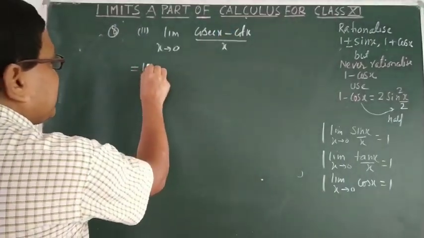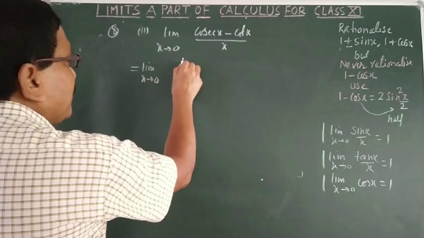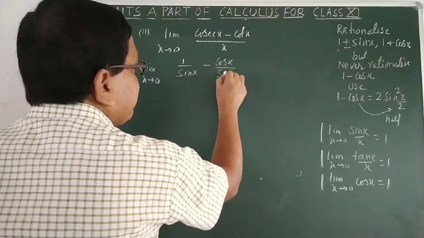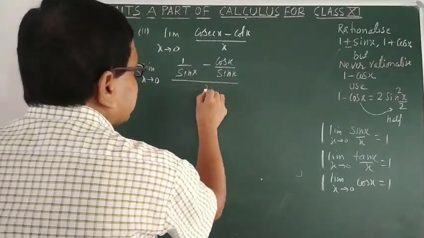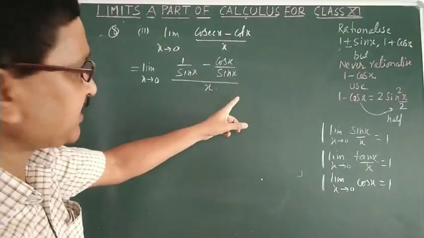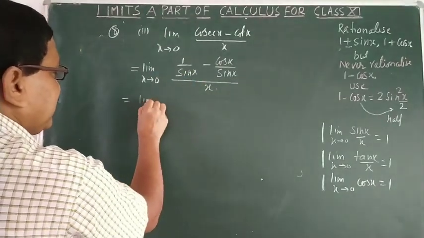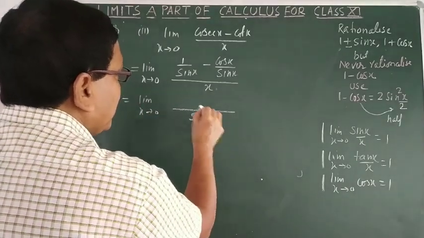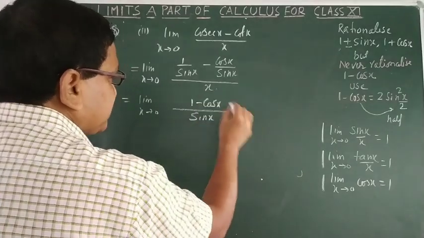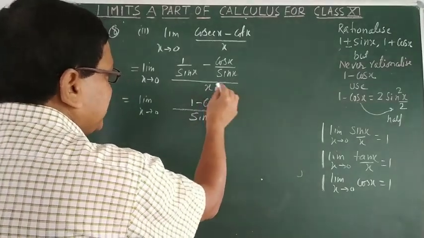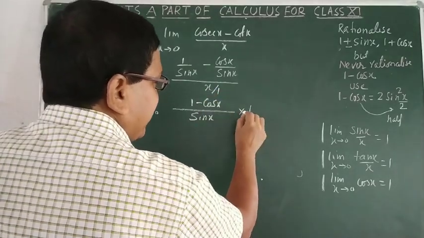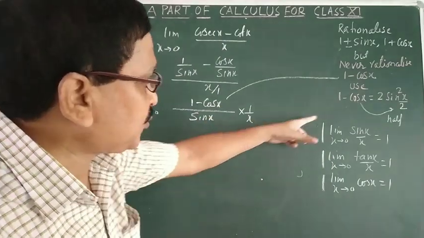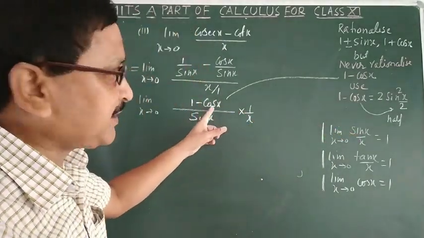So this is equal to limit x tends to 0, (1 by sine x minus cos x by sine x) divided by x. So this is equal to limit x tends to 0, LCM sine x, (1 minus cos x), and this x will remain x by 1. Suppose you are writing this as 1 by x. Now again 1 minus cos x came. So apply the formula immediately, never rationalize this.